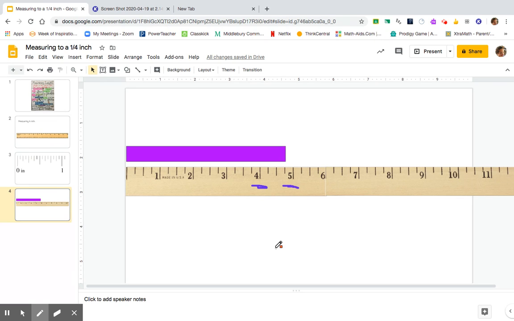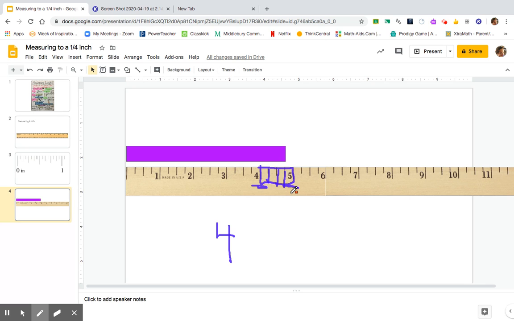Well, now all I have to do is count the sections that this purple rectangle takes up. I already know it's past 4, so that's going to be my whole number. It's going to be 4 and something inches. Now, we know that each inch is broken up into quarters or fourths, but how many fourths does this rectangle take up? I'm going to show you first by marking on it. If I box in this inch, I can divide that inch up into 4 equal sections. So there we have it. I have 4 equal sections.